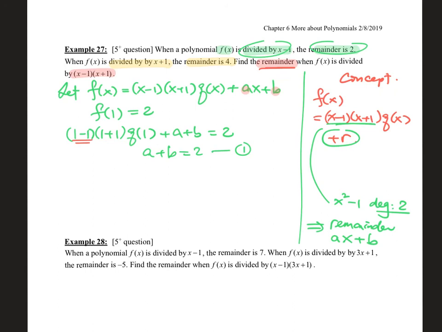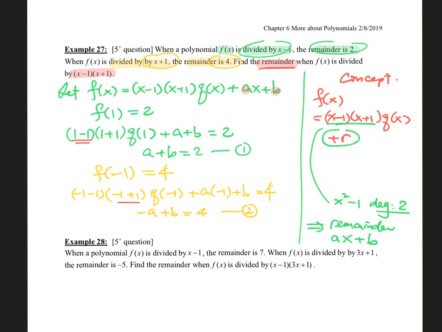Turning to yellow, you have divided by x plus 1, giving you remainder 4. So that's why it should be f(minus 1) equal to 4 as a start. And now you have (minus 1 minus 1)(minus 1 plus 1) q(minus 1) plus a times minus 1 plus b equal to 4. Very long, but once again, there is a 0, so the whole expression cancels. Finally, you have minus a plus b equal to 4, which is equation 2.